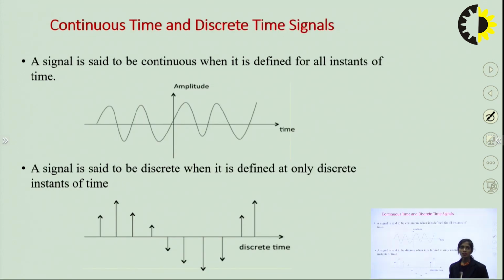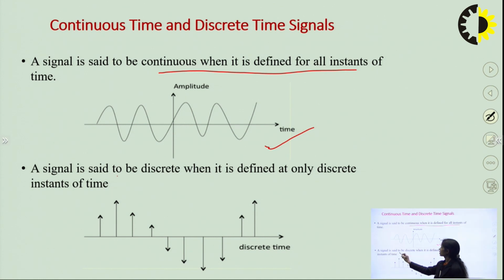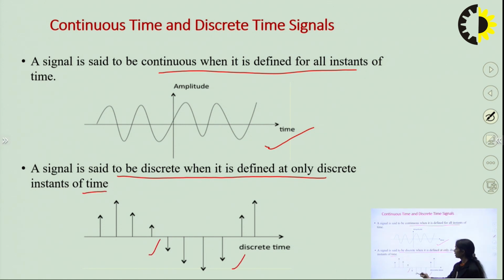As the name says, a continuous time signal is continuous in nature with respect to time, and we get the signal at every instant of time. If we talk about the discrete time signal, it is discrete at an instant of time, and this is an example of a discrete signal. We have a different amplitude of the signal at different instants of time.